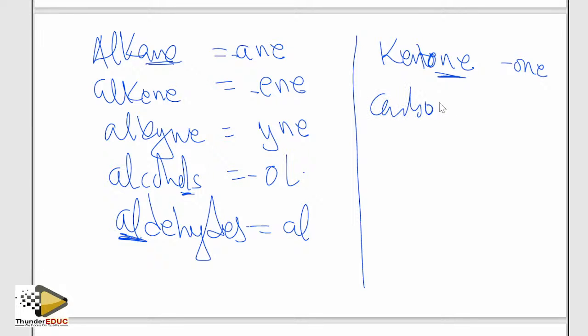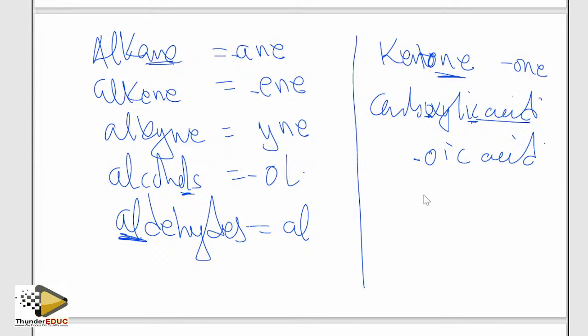Carboxylic acid, for its suffix they add this oxygen and oic. So it becomes oic acid. So that's how it ends.